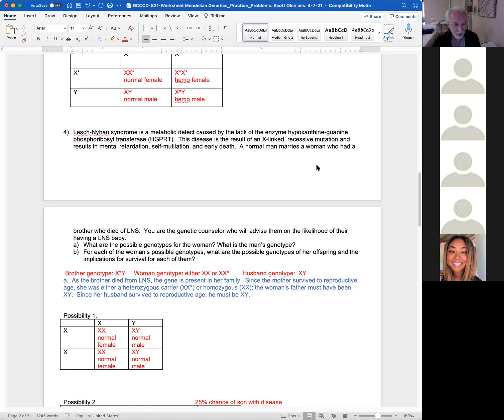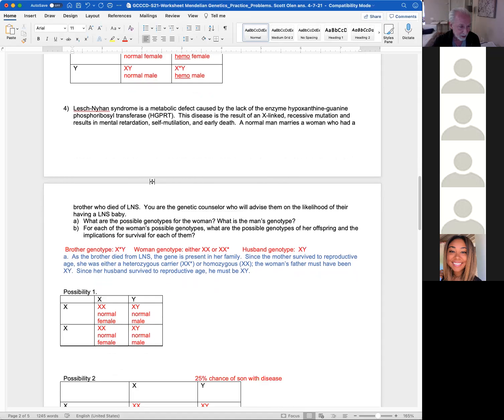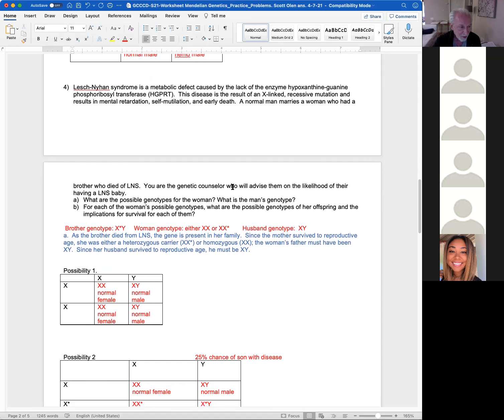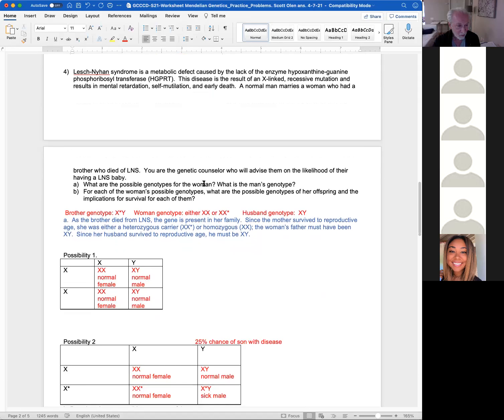Now, a normal man marries a woman who had a brother who died of this disease. You are a genetic counselor who will advise them on the likelihood of their baby having the disease. So what are the possible genotypes for the woman? And what is the man's genotype? So what do we know about the woman? The woman has a brother who had the disease.